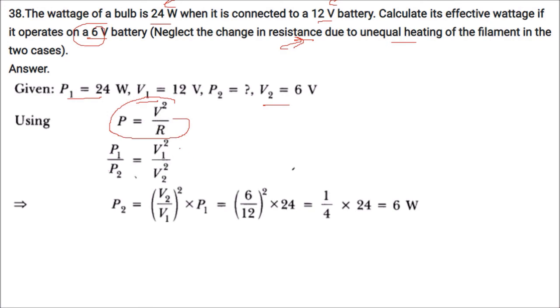Now P2 can be found out by taking P1, this V2 here and V1 down. So P2 equals P1 times V2 over V1, whole square. This is 6, this is 12 and this is 24. Multiply them, and you will get 6 watt.